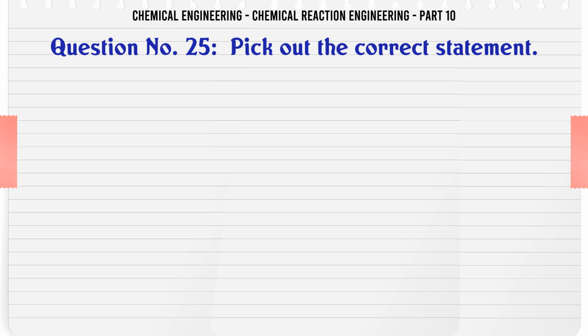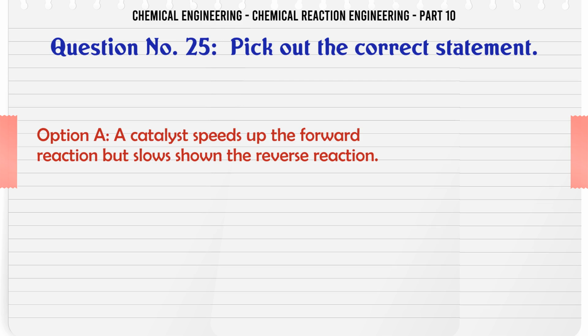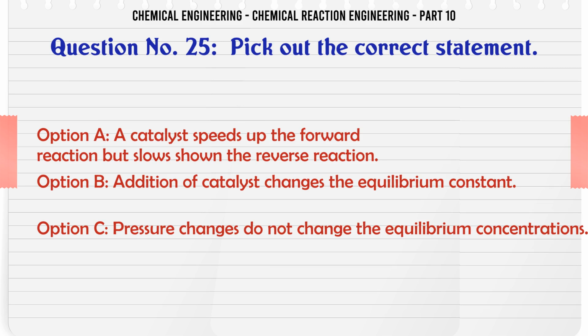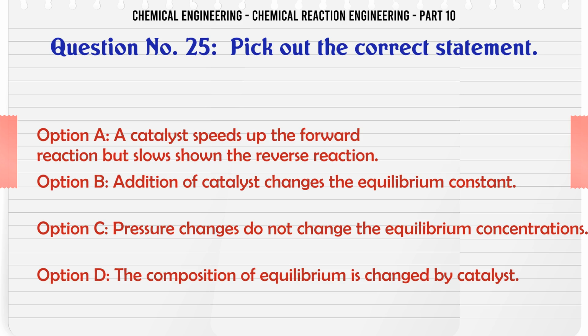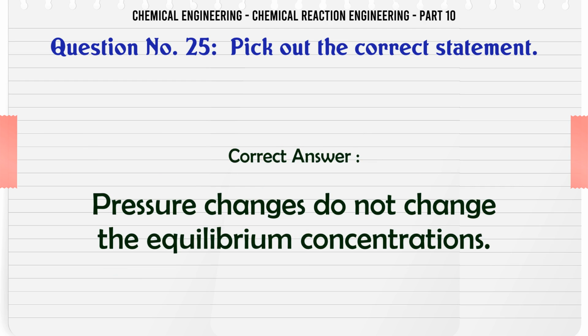Pick out the correct statement. A. A catalyst speeds up the forward reaction but slows down the reverse reaction. B. Addition of catalyst changes the equilibrium constant. C. Pressure changes do not change the equilibrium concentrations. D. The composition of equilibrium is changed by catalyst. The correct answer is: pressure changes do not change the equilibrium concentrations.